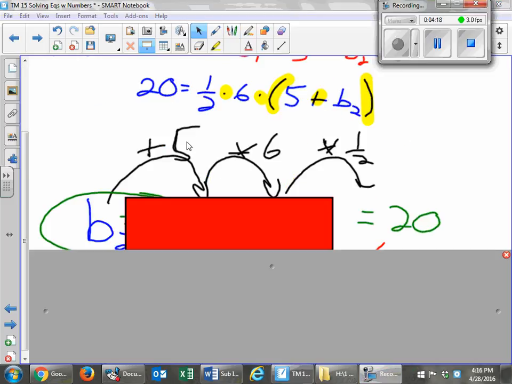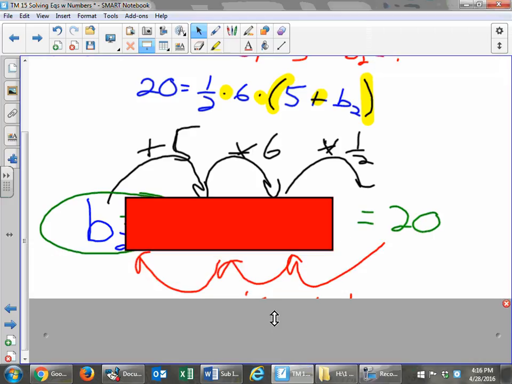Okay, we start PEMDAS forward. So we have a plus 5, but it's in parentheses. Normally the adding and subtracting would come later, but since it's in the parentheses, you would start with that. So we do the work in the parentheses first. We put a plus 5 on the first arrow. We started with B2. We're going to pretend we know what we're starting with. And whatever that number turns out to be, if we add 5, multiply by 6, and multiply by a half, I should get 20 for an answer.